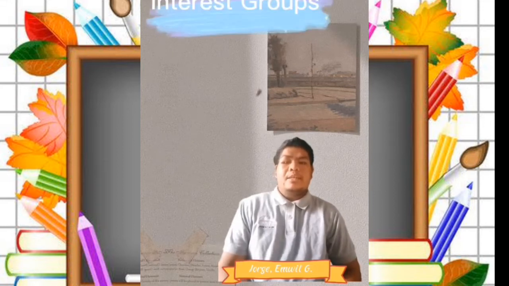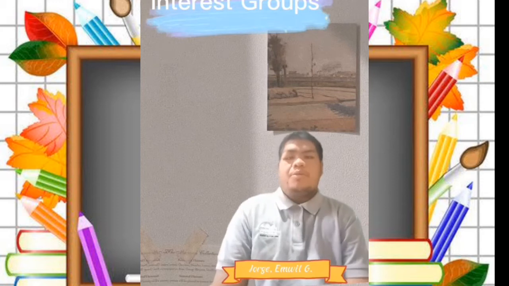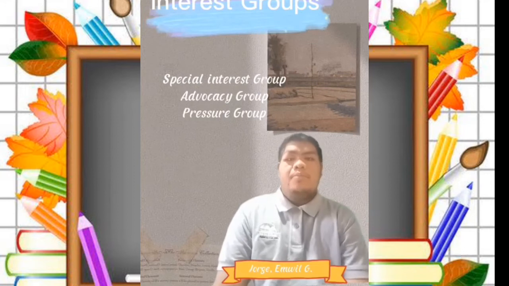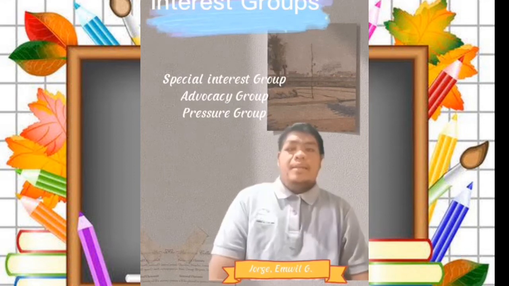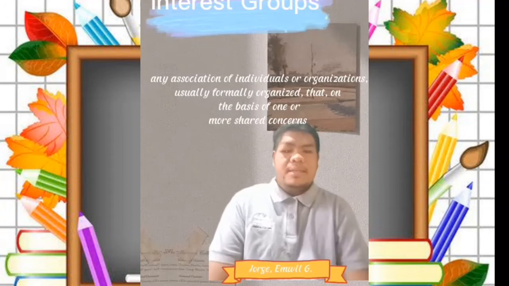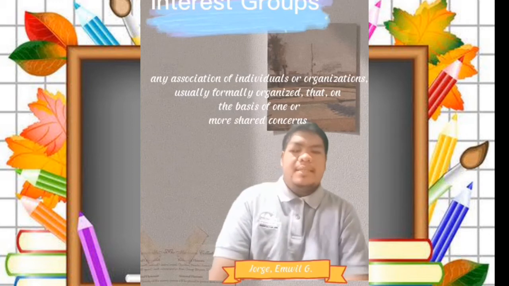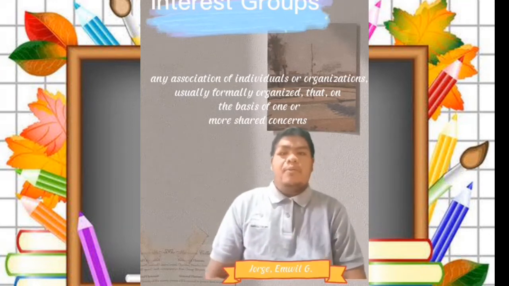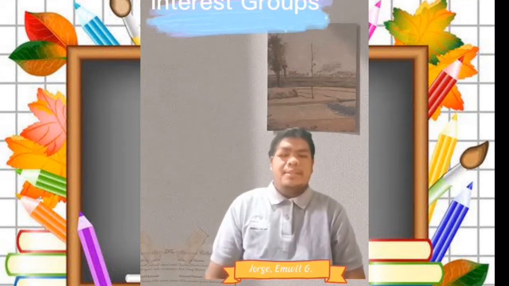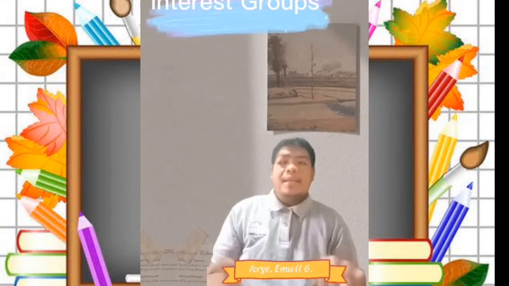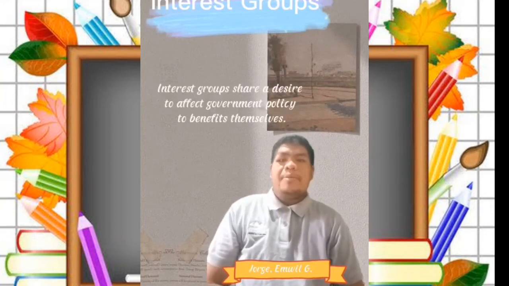I am going to discuss the part of my report which is the interest group. An interest group, also called a special interest group, advocacy group, or pressure group, is any association of individuals or organizations, usually formally organized, that on the basis of one or more shared concerns attempts to influence public policy in its favor. In addition, all interest groups share a desire to affect government policy to benefit themselves.